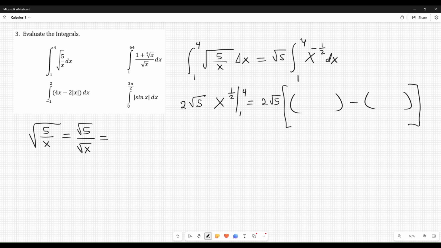Evaluate 4. Actually, this is a square root, no? This is square root 4, and this is square root 1. Square root 4 is 2, square root 1 is 1, 2 minus 1 is 1. So the answer is 2 square root 5.